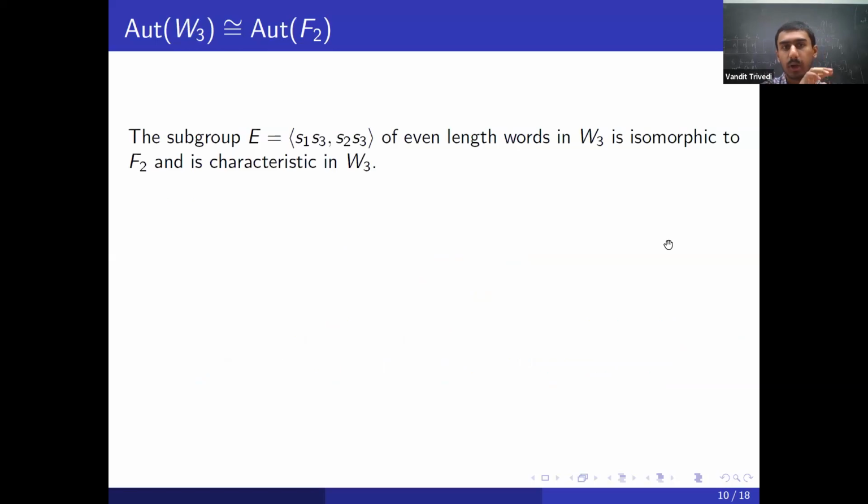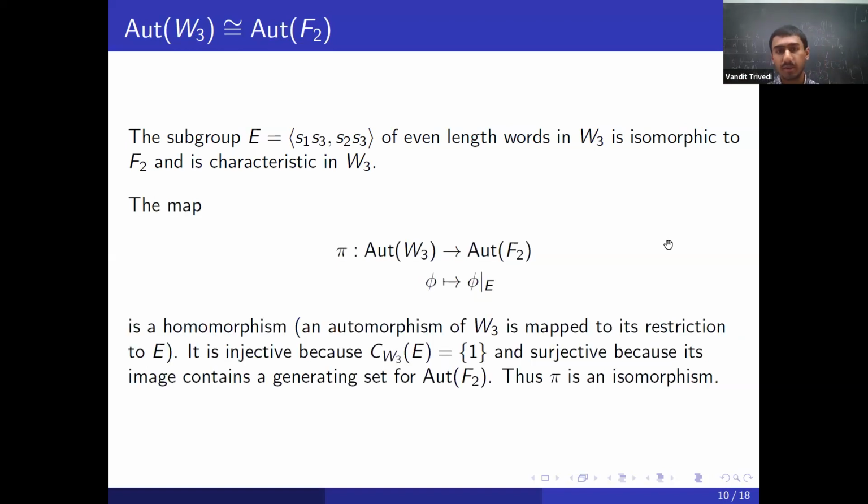So we have a characteristic copy of F2 in W3, and that is, in fact, the subgroup of even length words in W3, generated by, say, S1, S3, and S2, S3. And again, this subgroup is characteristic in W3. So you can probably guess that we have a similar map where we just restrict an automorphism of W3 to the even length elements, and that becomes, again, a homomorphism. That restriction map is a homomorphism, and it's injective and surjective as well. So exactly the same idea for this other proof.